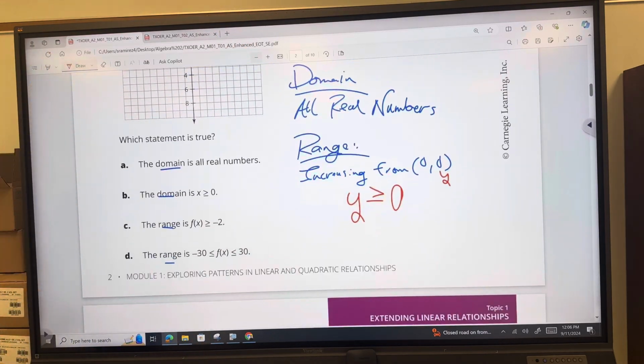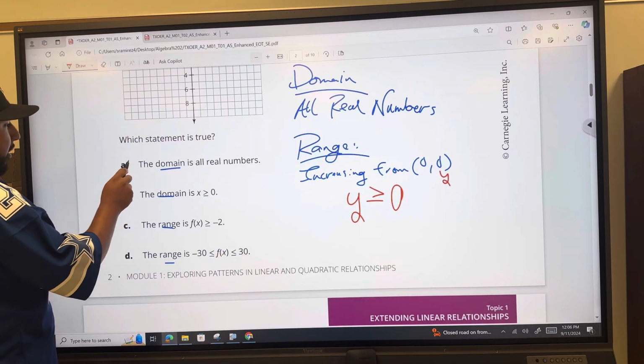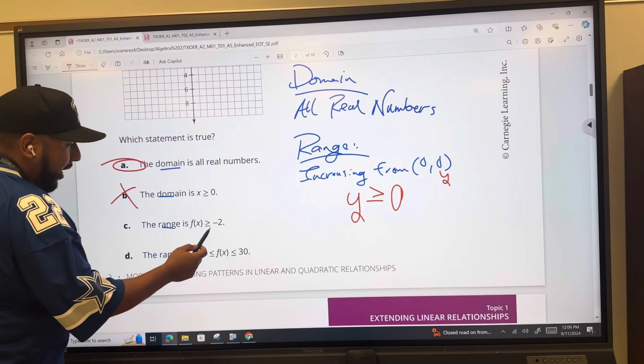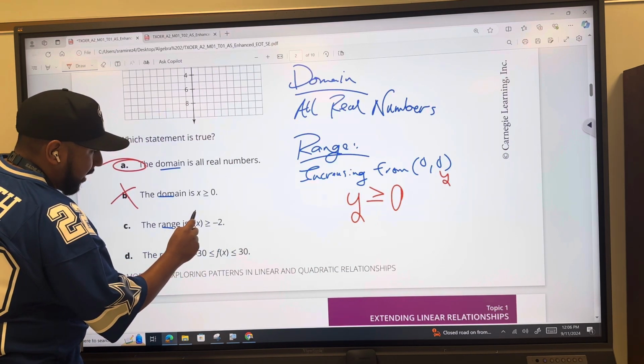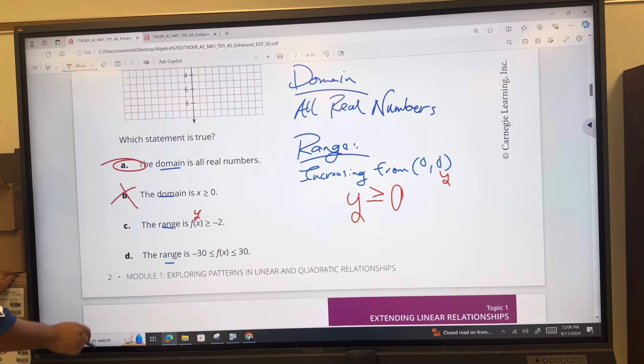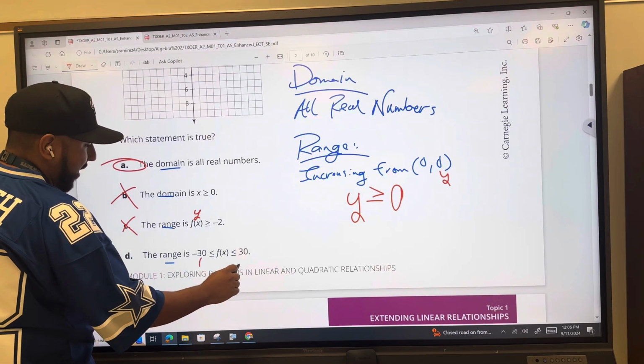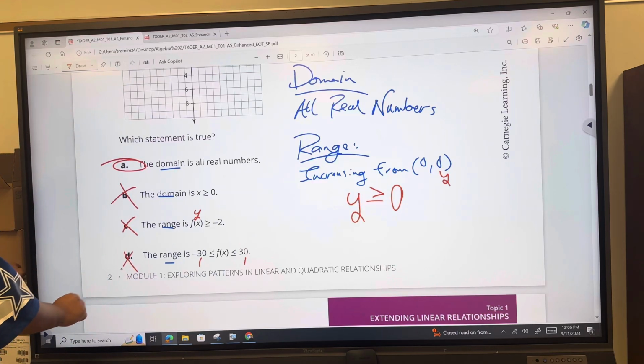Answer choices. The domain is all real numbers. That looks great. No, because it's not being bounded. This could be right if this was a 0. Don't forget that f of x is also y. But that's not right. And the range right here, this is saying it's being bounded by 2 spots, which is not correct.